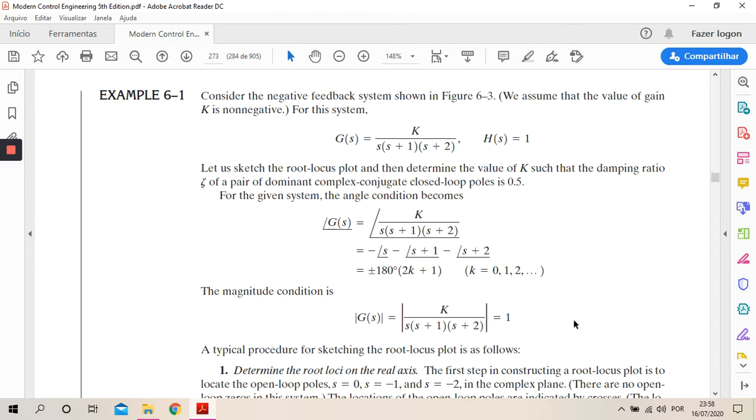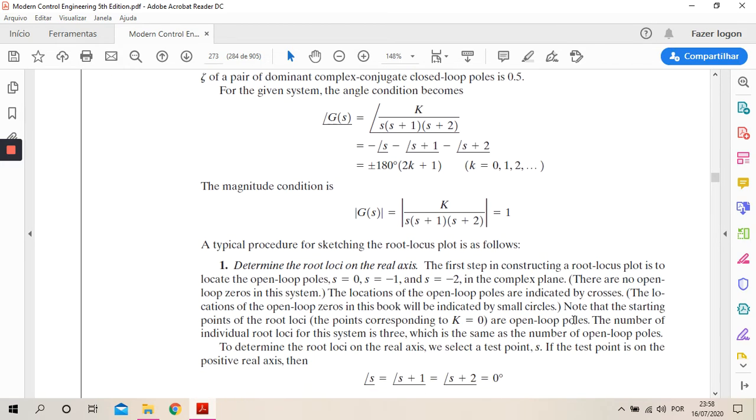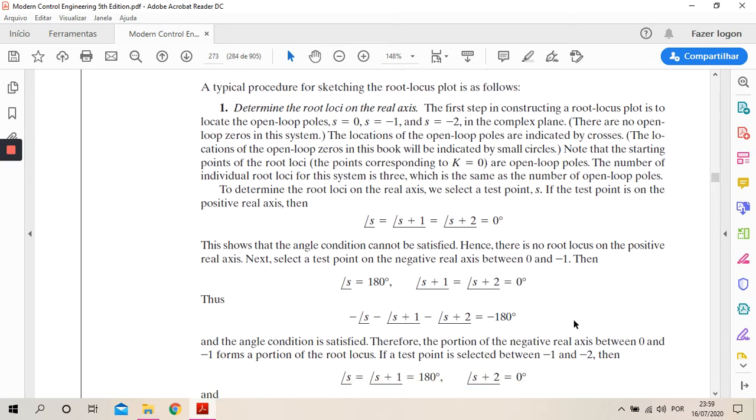The magnitude condition is the magnitude of G(s), the magnitude of k divided by s times (s plus 1) times (s plus 2), equal to 1. Okay, now that we know the magnitude condition and the angle condition, let's start. A typical procedure for sketching the root locus plot is as follows. First step, determine the root loci on the real axis.